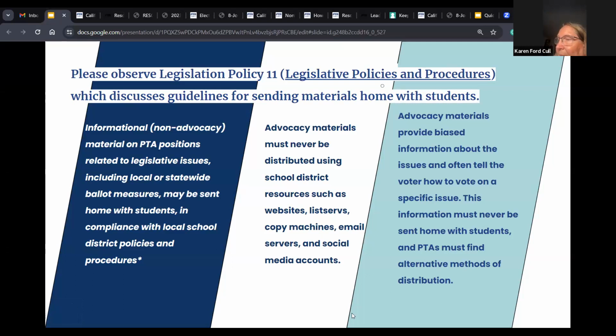I summarized that on the slide, saying that you can send informational material on PTA positions through school resources, but not if they're related to a particular legislative issue, right? So we have to find other means of distributing that kind of material. So if we go to the next slide.